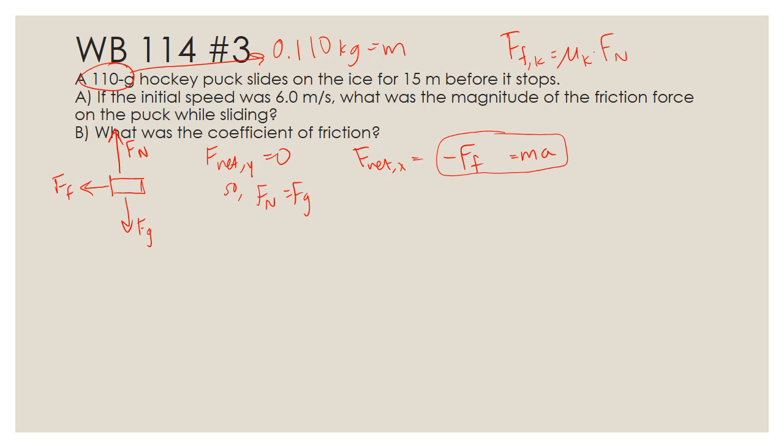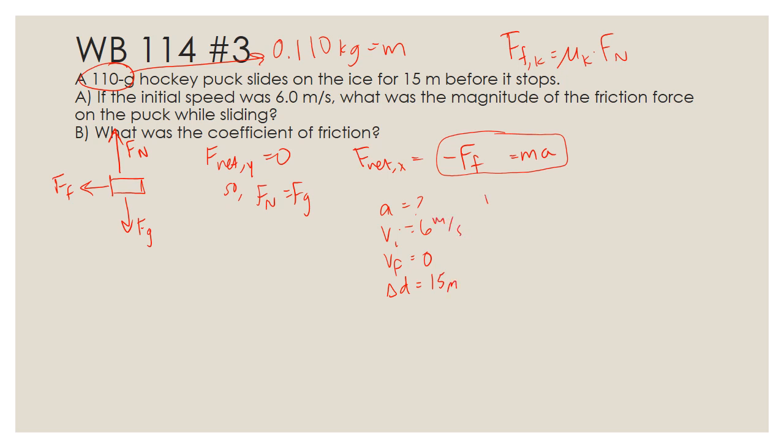So I need to know the mass. I got it. I need to know acceleration. I need to use a motion equation to find that. So let's take a quick minute and do that. Your initial velocity is 6, your final velocity is 0 because you're stopping, and then your displacement along the ice is 15 meters.